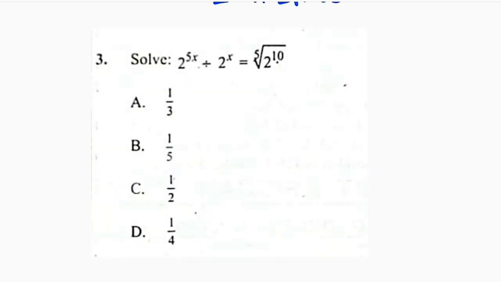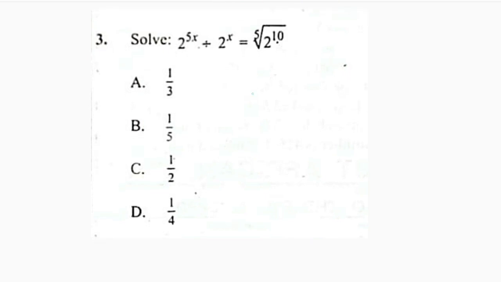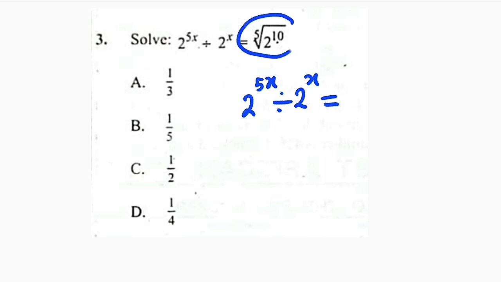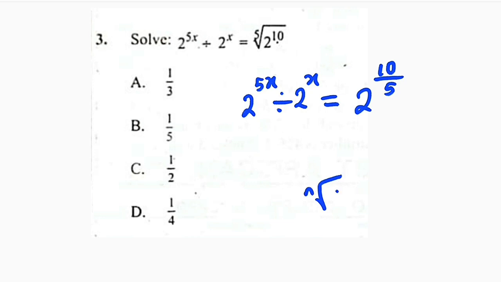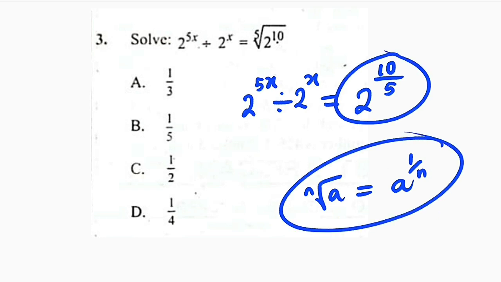All right, here is question number 3. We are asked to solve this exponential equation. The equation is 2 raised to the power of 5x divided by 2 raised to the power of x equal to the fifth root of 2 raised to the power of 10, which can be written as 2 raised to the power of 10 divided by 5. Because you should know that if you have nth root of a, this is the same thing as a raised to the power of 1 divided by n. So this is the same law I applied here.